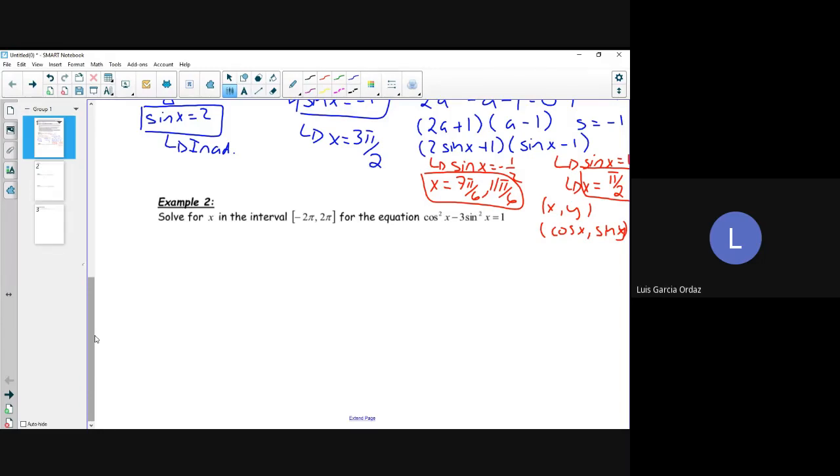Now we're going to move on to example 2. So example 2 says solve for x in the interval -2 pi and 2 pi for the equation cos squared x minus 3 sine squared x is equal to 1.